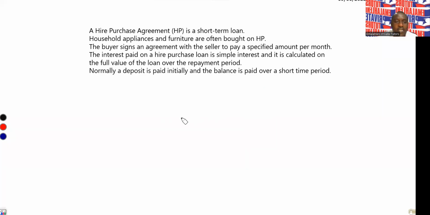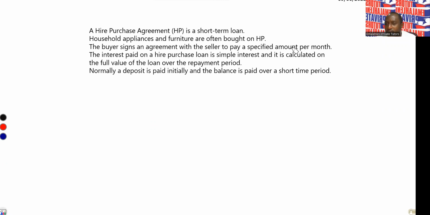Now, let's look at what is hire purchase. Hire purchase is a short-term loan. Mostly household appliances and furniture are often bought on hire purchase. So that's what you must know. And also the buyer signs an agreement with the seller to pay a specified amount per month.